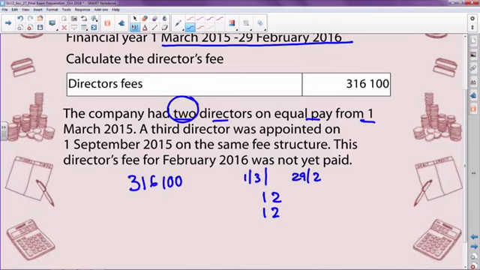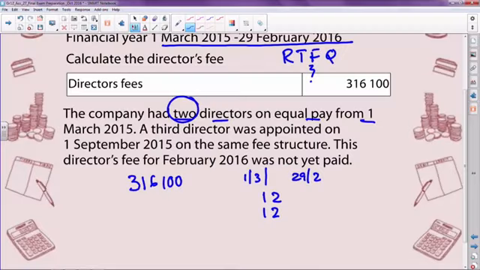A third director was appointed on the 1st of September, right? So let's count: September, October, November, December, and January. I'm stopping at January. Why? What's important is to read. RTFQ. You know what it stands for, don't you? Read the full question. We are on TV, so we can't swear. So, read the full question.